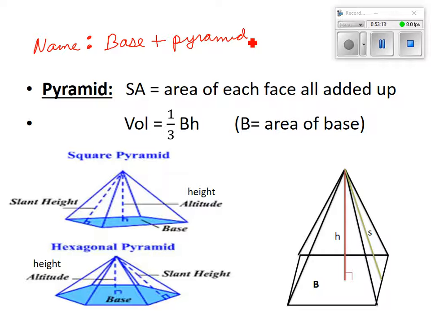If I have this pyramid, we look at the base. What kind of shape is the base? Square. So it's a square pyramid. It's that simple. You don't even have to add on the gonal or anything like that. Square pyramid.